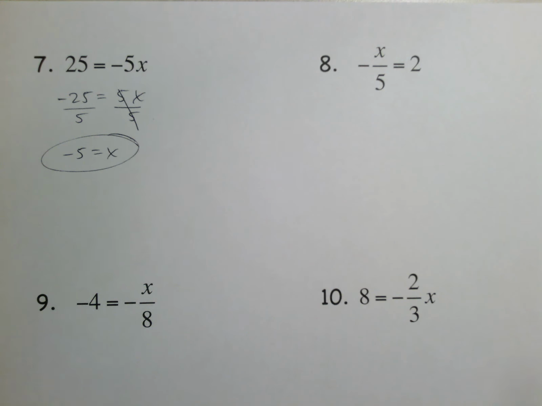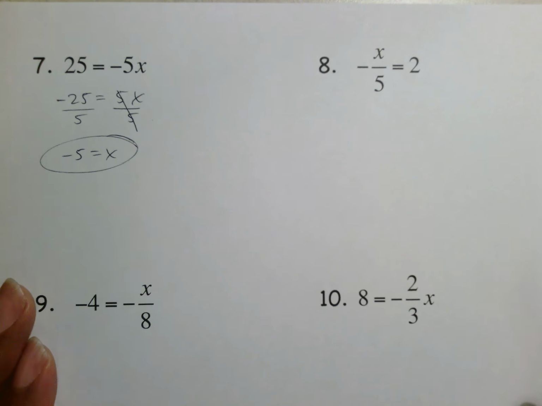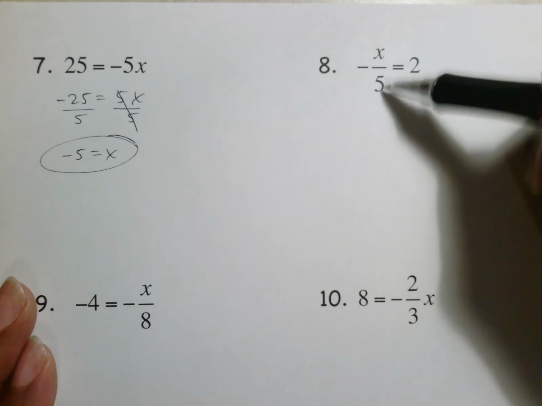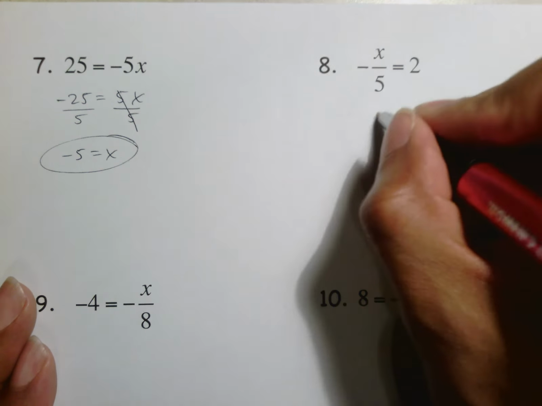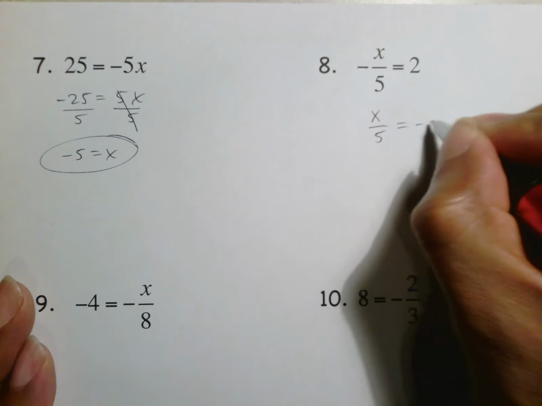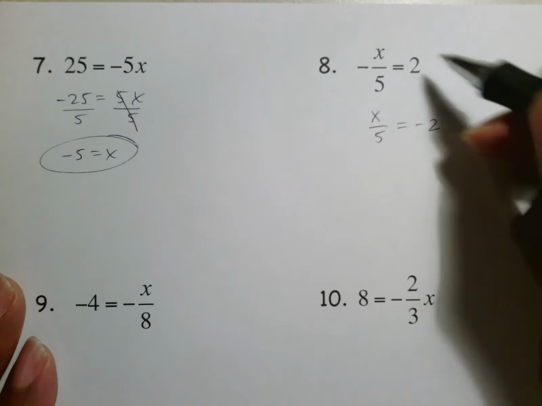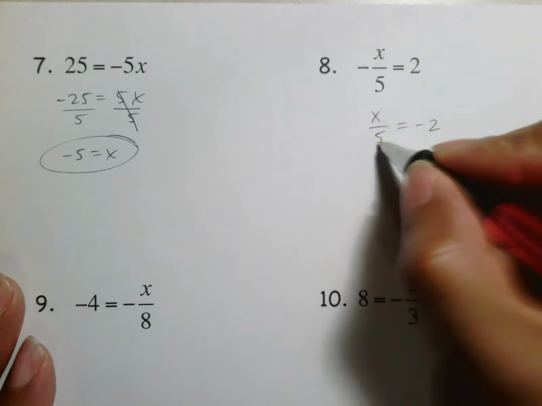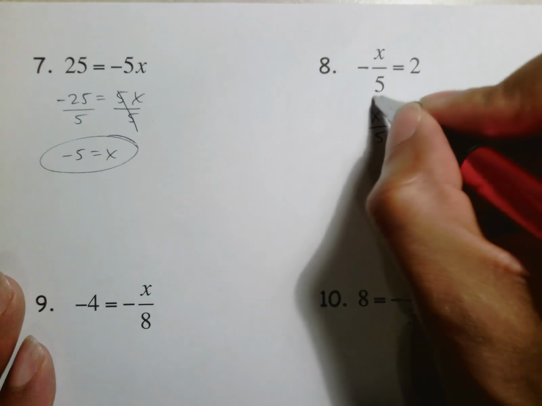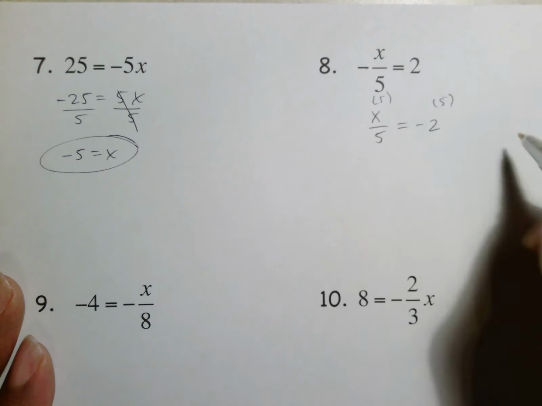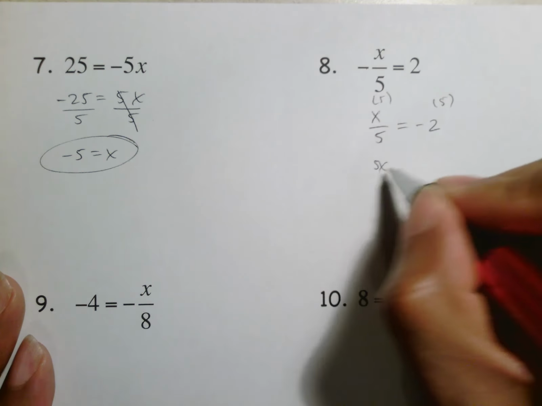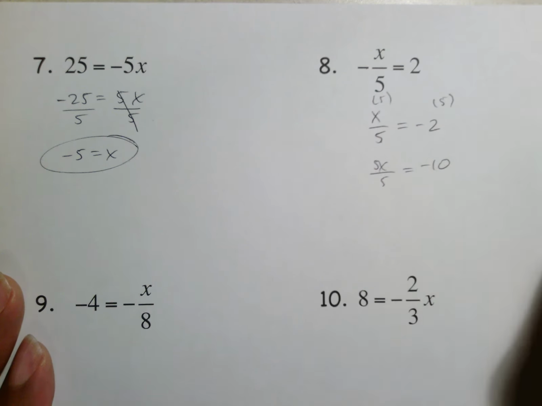Then you look at 8 through 11, same thing. I see a fraction, I know how to get rid of this, but there's a negative in front, so all we do is switch both sides first. Again, you have to make sure you switch both sides, and then you do the work you've been taught to do. I don't like the 5 on the bottom, so I multiply it to the top of both sides, getting 5x over 5 equals negative 10.